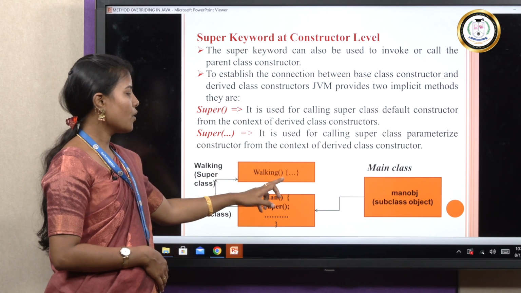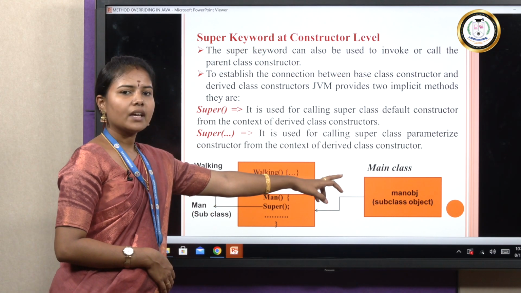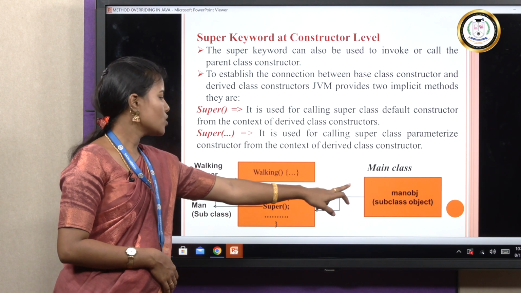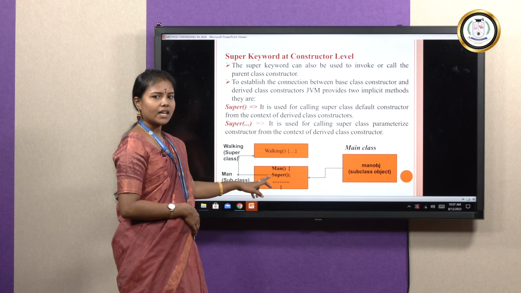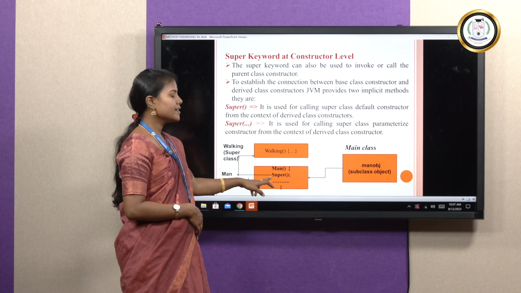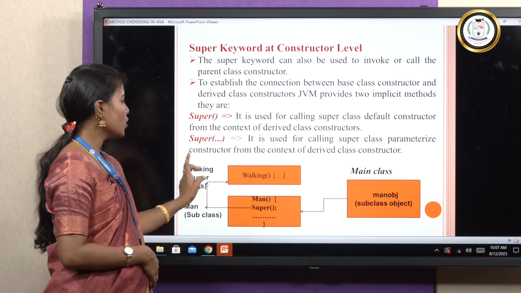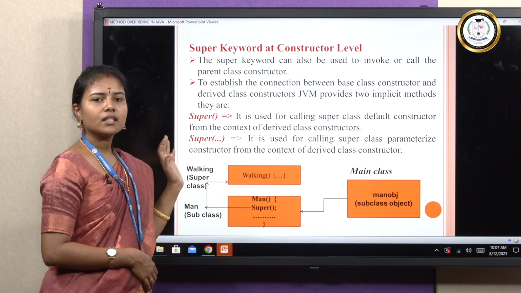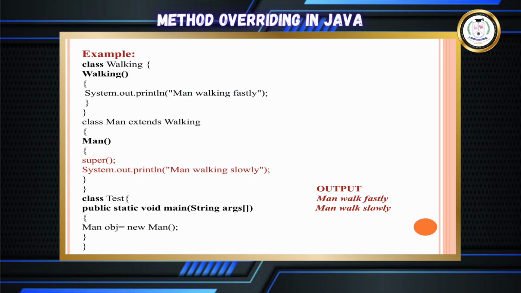So here Walking, it is automatically going to create the main class, and then the Man object. This always refers to the Man child class. This is the child class, it always refers to the child class. The first line, super(), it is automatically going to the parent class constructor. It is called the super keyword at the constructor level. So let's see the example program.